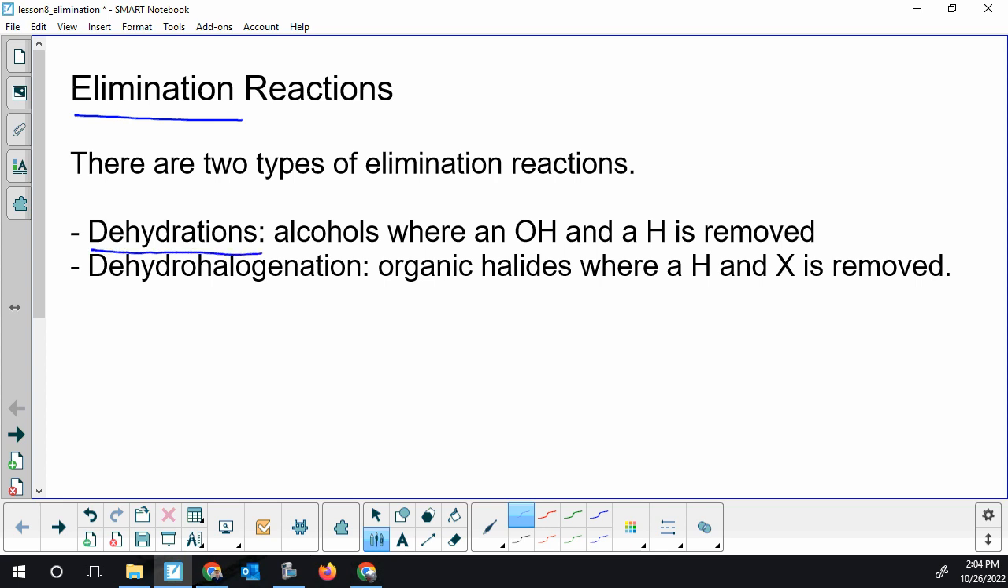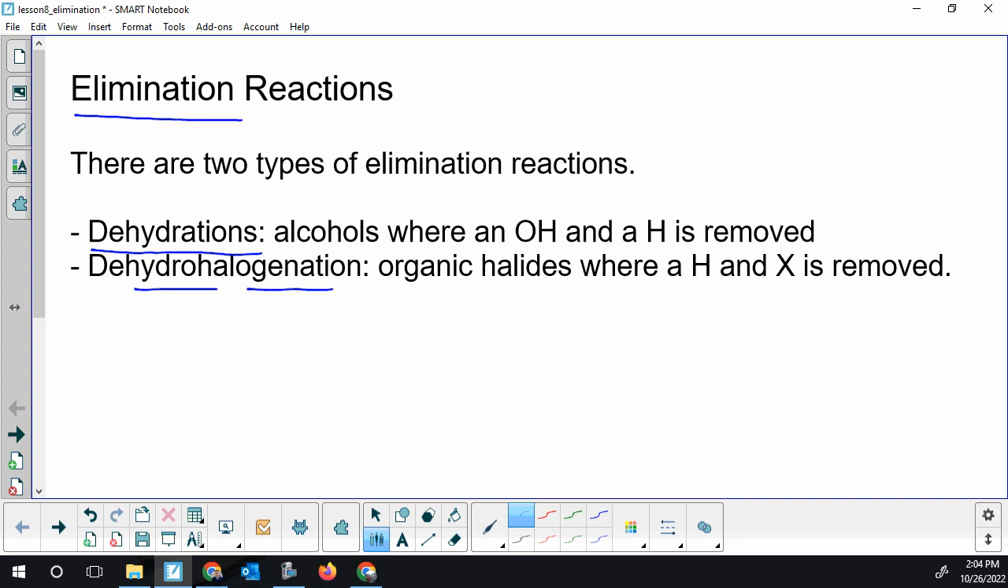One type removes water. Okay? The other type removes hydrogen and a halogen. And they happen differently, and they have different reactants and reaction conditions. Okay? But again, both of these you can just call elimination when you're asked what category of reaction occurred.